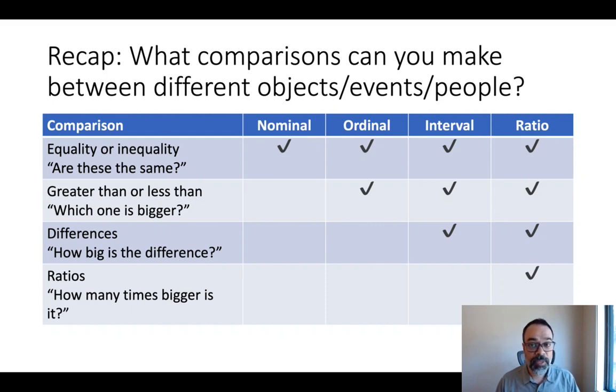With an interval variable, that's the third column there, we can make all of those comparisons, plus we could say how big is the difference. If the change in temperature from today to tomorrow is 1 degree, but the change from tomorrow to the day after is 2 degrees, we can say that's twice as big of an increase in temperature, so we can compare the differences between numbers. With ratio, we can say how many times bigger is it. If I walked twice as far as you, we can say 2 times as far. If I weigh 2 times as much as you do, we can say I weigh 2 times as much as you, etc. And those are valid comparisons.